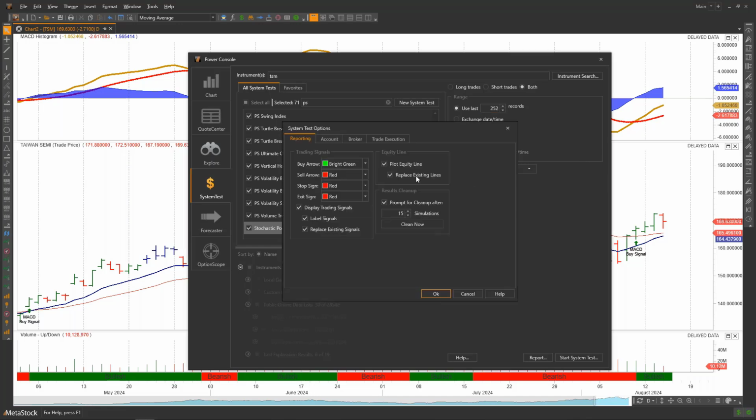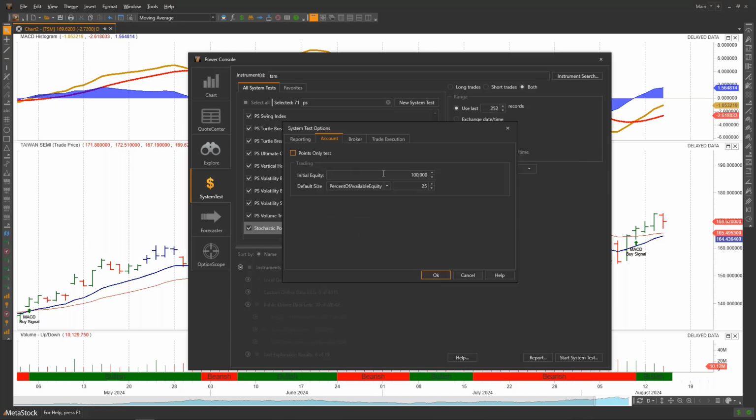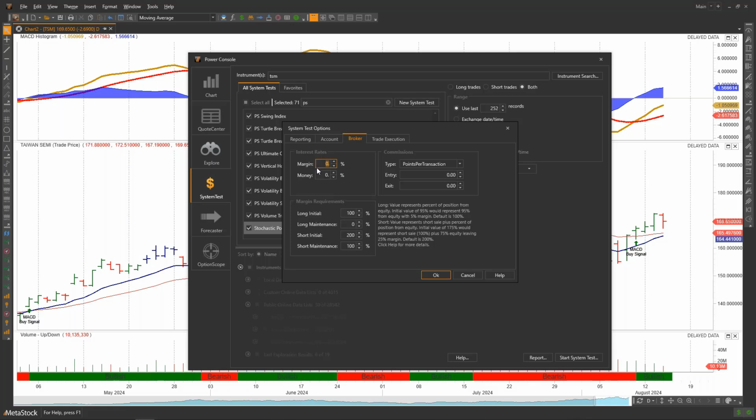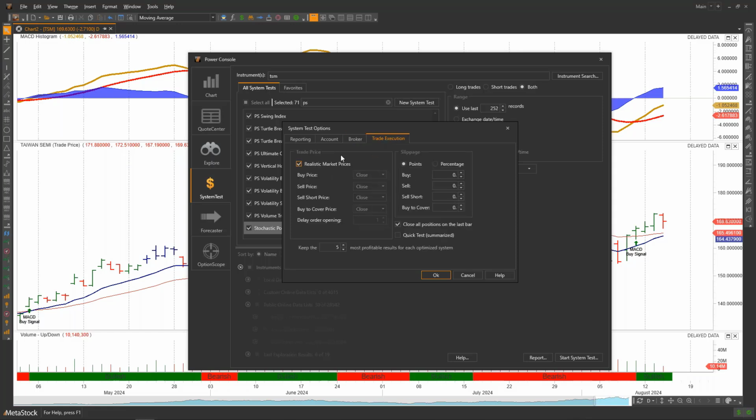Okay. For trade options, I'm going to have it start with $10,000. I'm going to trade 75% of the available equity for trading. Okay. For broker, I'm not going to put any commissions in and that kind of stuff. Not a lot of people pay commissions on stock quotes anymore, or on U.S. stock trades. But you can change that.